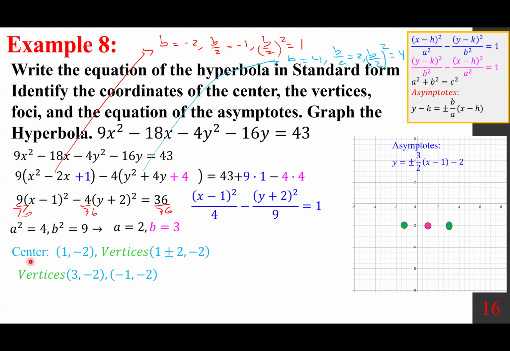Asymptotes. y minus k, that means just use this one, y plus 2. y plus 2 is plus minus b over a, 3 over 2, x minus h, x minus 1. I just moved that in one shot, class. So this was y plus 2, I put the 2 over the other side. I highly recommend you simplify this so you'll be able to see those asymptotes.